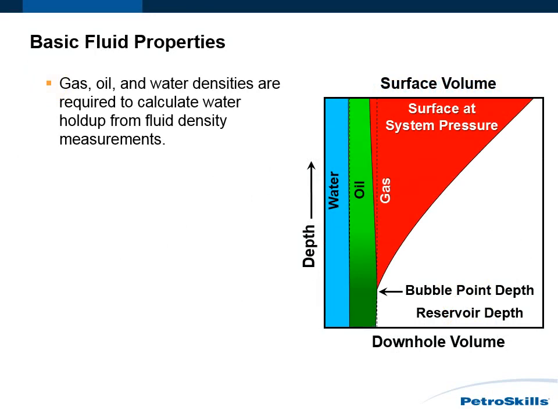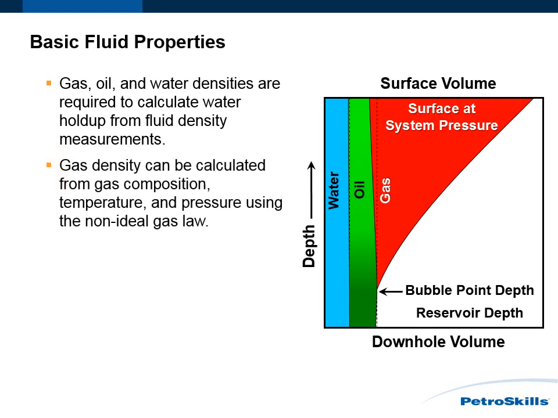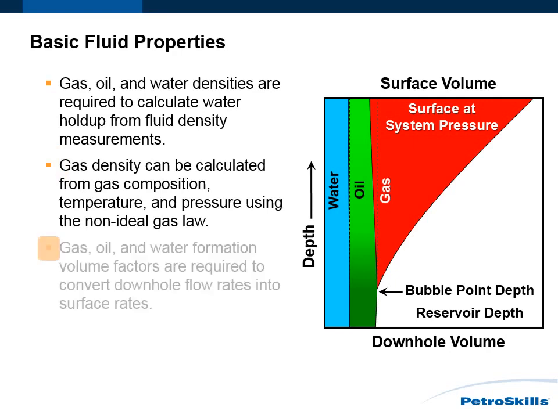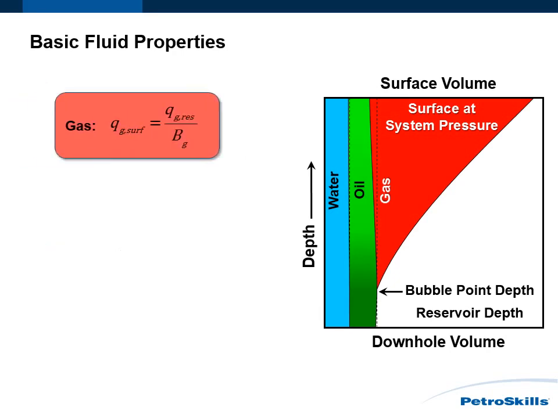Gas, oil, and water densities are required to calculate water holdup from fluid density measurements. Gas density can be calculated from gas composition, temperature, and pressure using the non-ideal gas law. Gas, oil, and water formation volume factors are required to convert downhole flow rates into surface rates. The gas formation volume factor can be calculated from the non-ideal gas law.